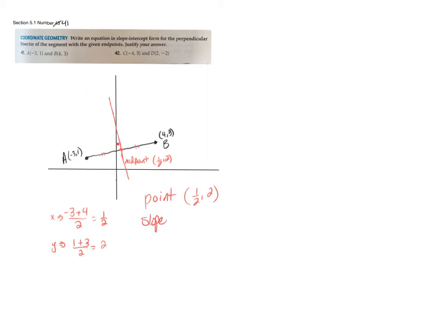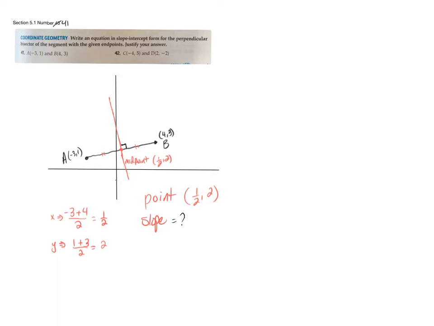Well, the key is this line needs to be perpendicular to this line. So we might want to show that by drawing a little right angle indicator there. And the thing that you should remember from your algebra is that the slopes of perpendicular lines are opposite reciprocals. So even though we don't know what the slope of that red line is, we should be able to find the slope of the black segment from A to B.